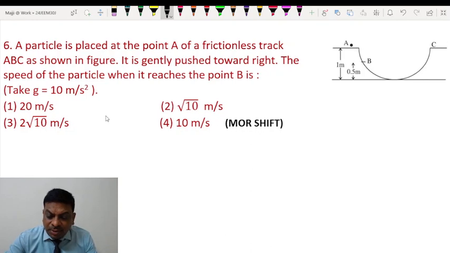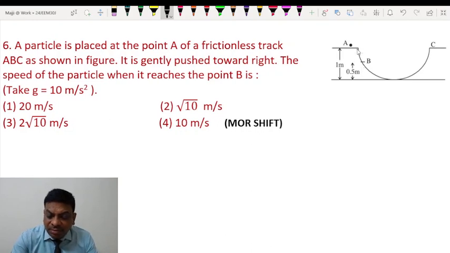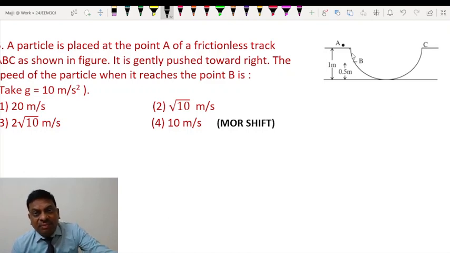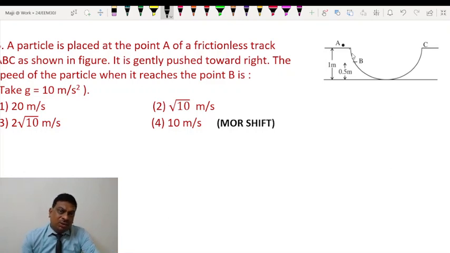So we have to get the speed of the particle at B. It is released from this point by giving a gentle push. Negligible push means its initial speed was 0. We have to find the speed here. Now in these kinds of questions we have a direct formula, students. When a body slides down along a frictionless surface, whatever the nature of the surface, whether it is uneven or even, it should be smooth, so there will be no energy loss. So we can always apply the law of conservation of mechanical energy, in the sense that loss in potential energy will be equal to gain in kinetic energy.